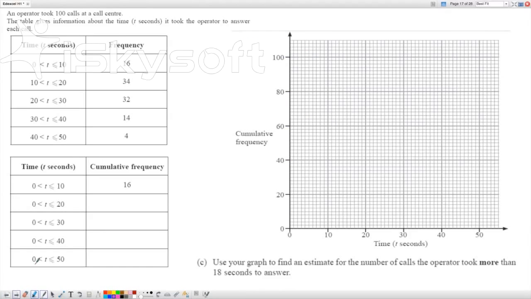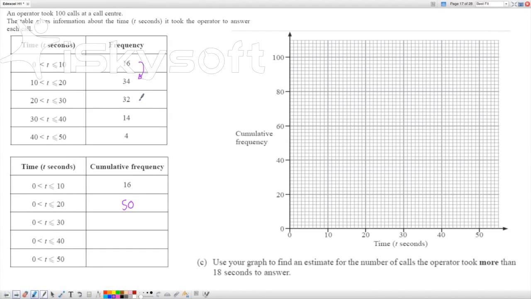This question is about cumulative frequency. We have an operator who takes 100 calls. First off, we need to do the cumulative frequency. The first value is 16. We then must add 34. 16 plus 34 is 50.